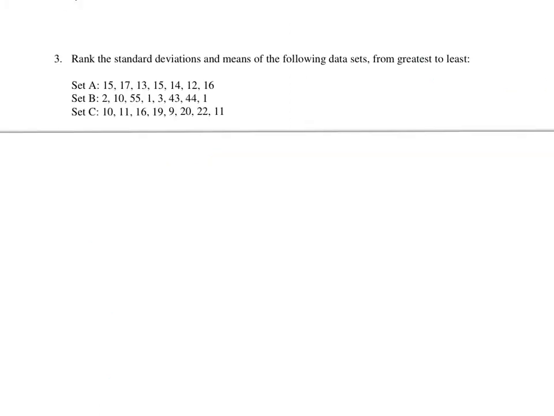All right, next up here it says rank the standard deviations and means of the following data sets from greatest to least. So I'm going to do standard deviations first. So standard deviations you should not need to calculate. What we need to know about standard deviation is that the greatest one for standard deviation is going to be the most spread out. And then the least is going to be the most compact data.